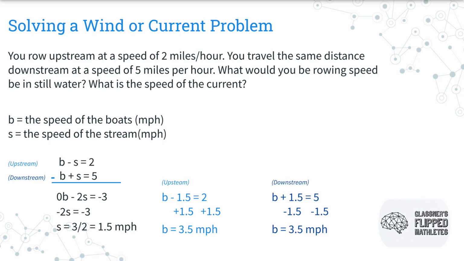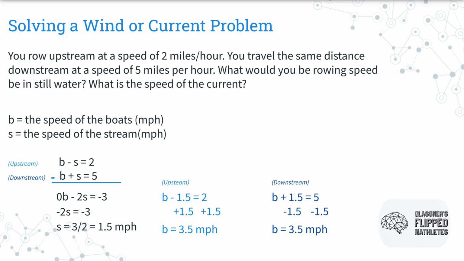If we plug it in for upstream, the speed of our boat minus 1.5 equals 2. So how fast do we have to be going if we add 1.5 to both sides? The speed that we are going is 3.5. 3.5 minus 1.5 is 2. We're rowing at 3.5 miles per hour, but the water is slowing us down by 1.5 miles an hour, giving us a net of just 2 miles per hour upstream.